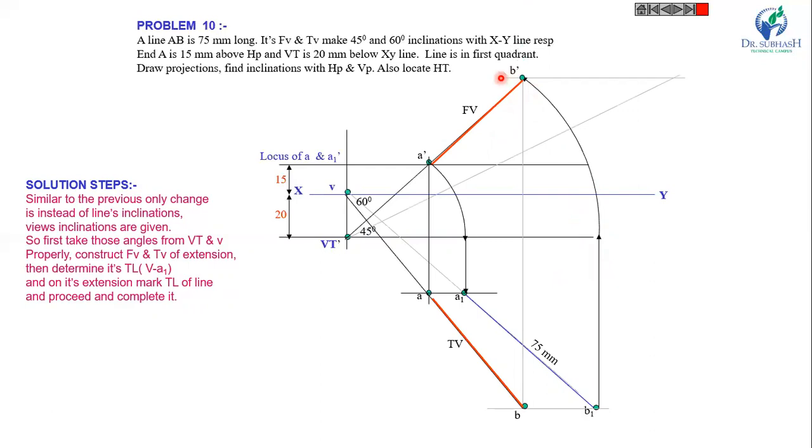Draw the locus from B dash and the 75 mm length. So this point is A1 dash and this is B1 dash. So this angle is theta and this angle is phi. So this point is H dash, now draw the projector from this H dash, you will get the HT here.